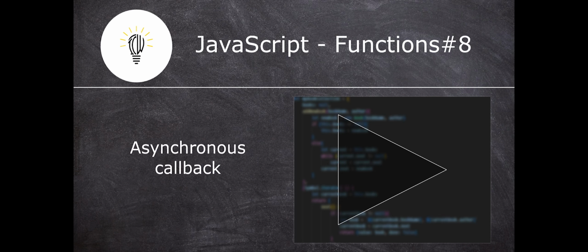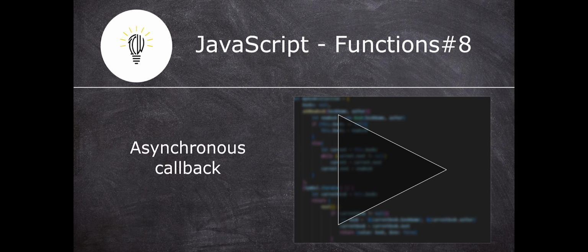Now we will discuss asynchronous callback. It is a function passed to a main function as an argument. Now the main function executes a task asynchronously and calls the callback function when the asynchronous operation is complete. These callbacks are generally called to handle the result of an asynchronous operation.